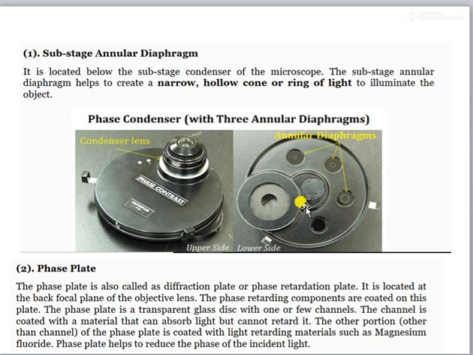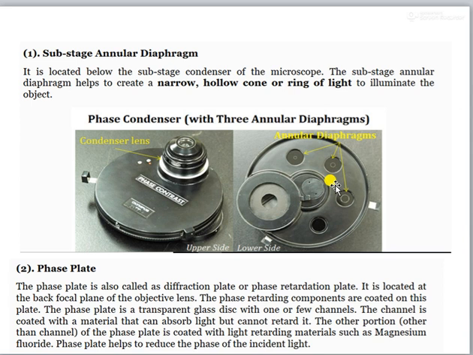Another thing is that when you look into the microscope, sometimes you might have seen only like this. You are not looking into the details of it, but on the lower side you have this annular diaphragm over here. We will see what it is. The diaphragm is such that it allows only a hollow cone or ring of light to fall onto the specimen.